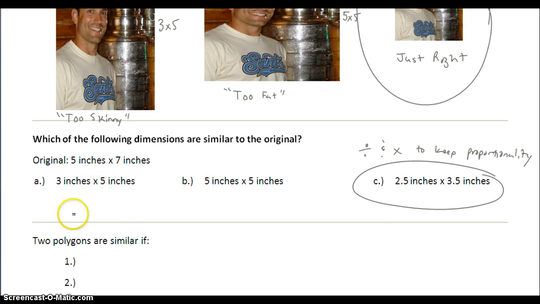When I add or subtract, I don't keep proportionality. When I subtract 2 and I subtract 2, losing 2 from 5 is a bigger percentage than losing 2 from 7. That's why A looks too skinny. B, when I keep my first dimension, 5, the same, and I change my second, that's when I get a photo that's too fat. It's only C that keeps proportionality.